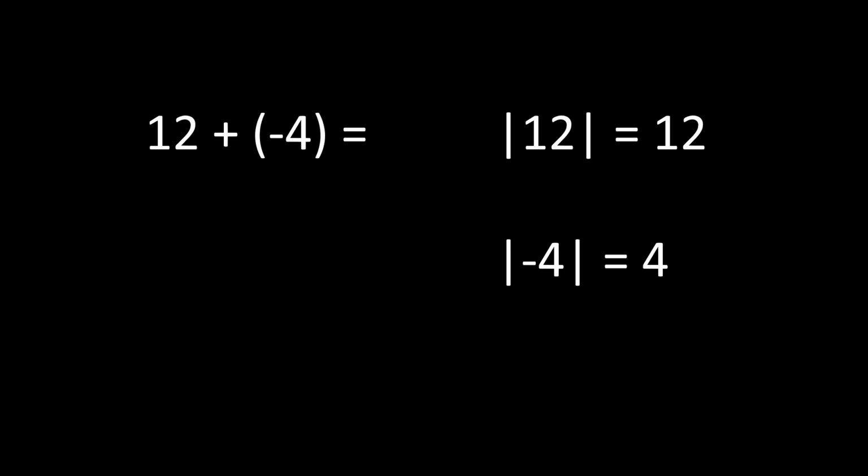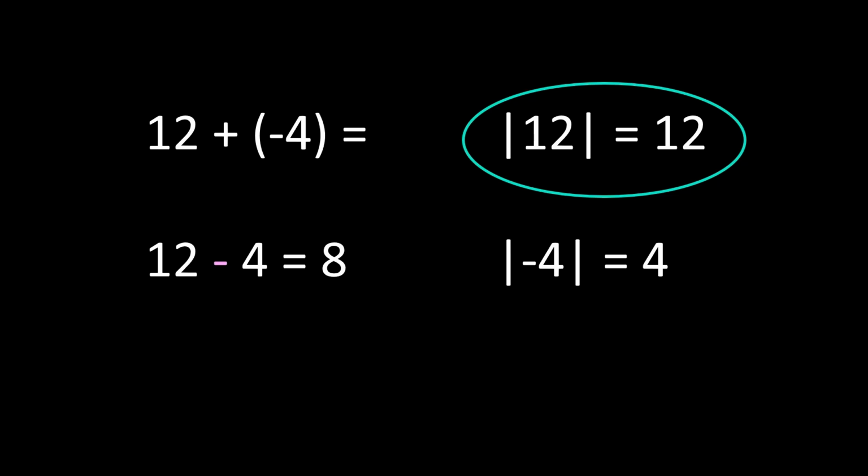And the absolute value of 12 is the larger number. So we're going to start with 12, and we're going to be subtracting the absolute value of negative 4, which was 4. So now we have 12 minus 4, and 12 minus 4 is 8. Now we need to determine whether the 8 should be positive or negative. And to do that, we go back to our absolute values. And we're going to find the number with the larger absolute value, that's the 12, and the 12 was positive. So our 8 is going to need to be positive. So 12 plus negative 4 is positive 8.